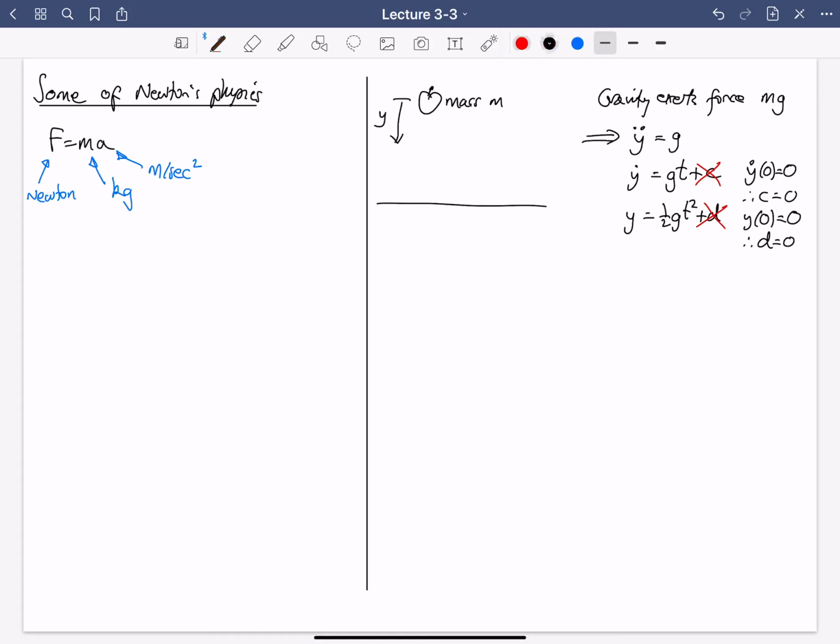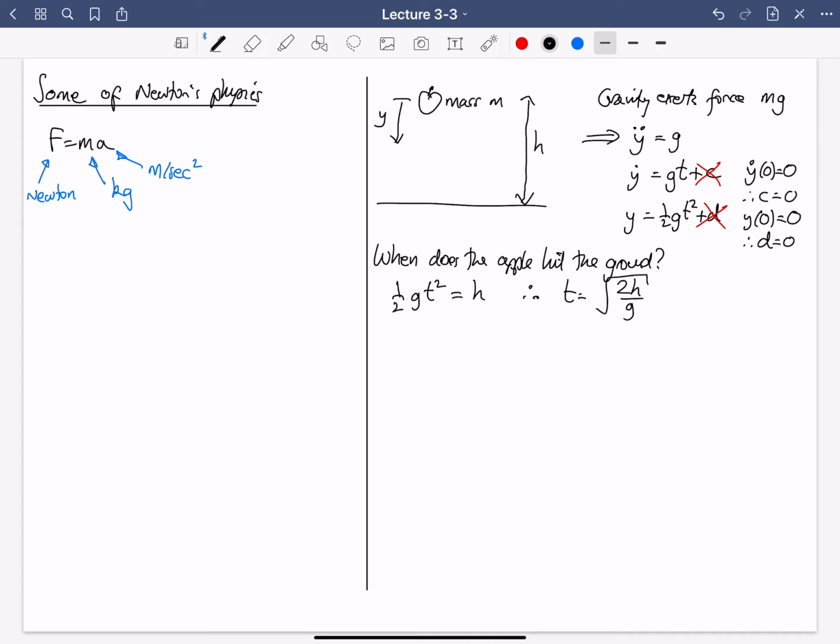So let's say it's height h from the ground. Natural thing to ask is, when does the apple hit the ground? So all I have to do is work out at what time t is y equal to h. So y is given by this formula, a half gt squared. We want y to equal h. So t is, let me see, 2h over g square rooted. Okay, so that's how long it takes the apple to hit the ground.